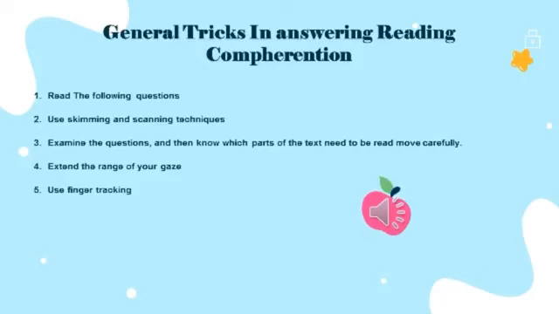The fourth is extend the range of your guess. It is advantageous when compared with reading verbatim. And the last is use finger tracking. Finger tracking is the finger movement from top to bottom. This trick helps us to move faster from top to bottom.